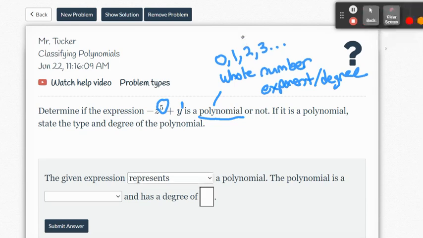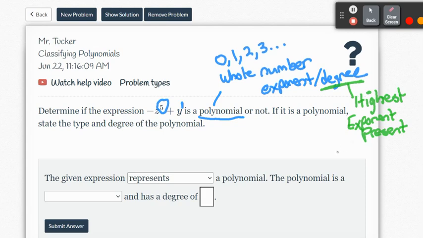Then it has a follow-up question. We're not done. There's more. That's because there's so much more to polynomials. Well, the next thought is, what is the degree of the polynomial? The degree is the highest exponent present. Now, there's actually more to it if there was a product happening. All of our examples are going to have a single variable to a power.